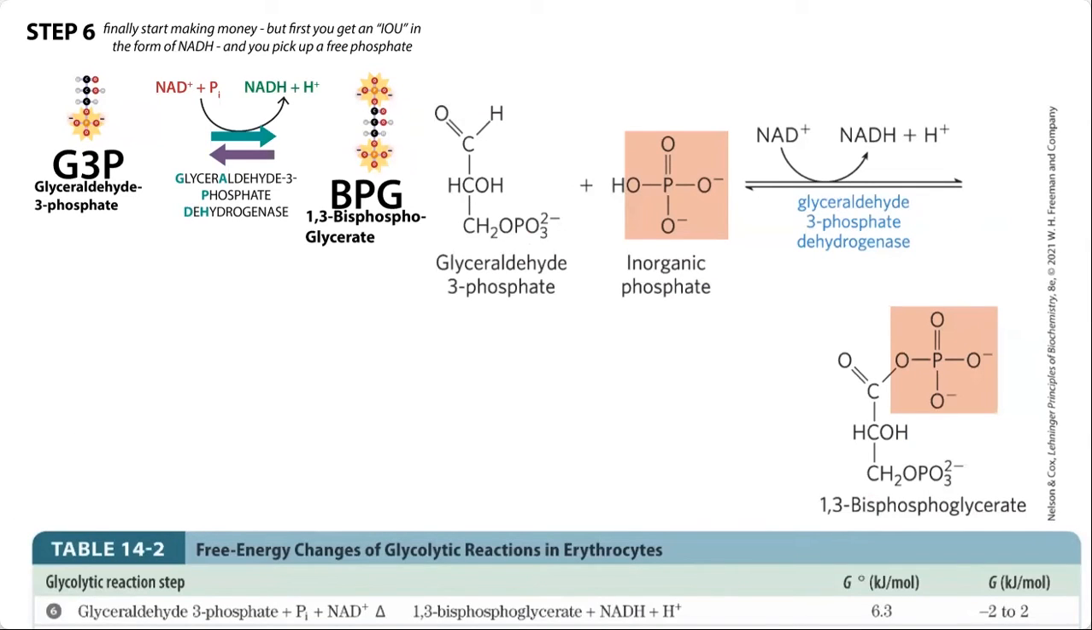Now we're going to enter that payoff phase. We're finally going to start making energy money, but first we get an IOU in the form of NADH, and we pick up a free phosphate. Okay, so when we see NADH, what we should be thinking is that something's going to be getting oxidized, because we're reducing NAD plus in order to form NADH.